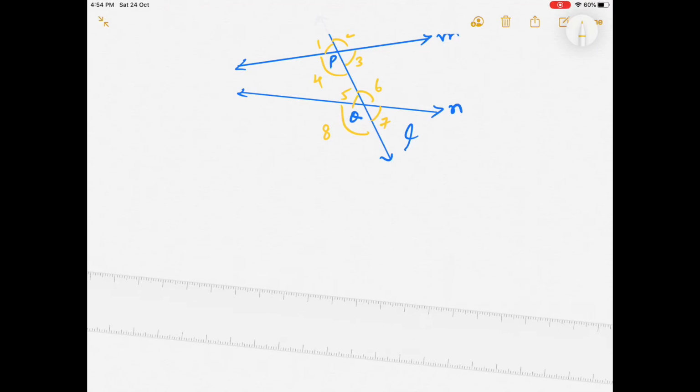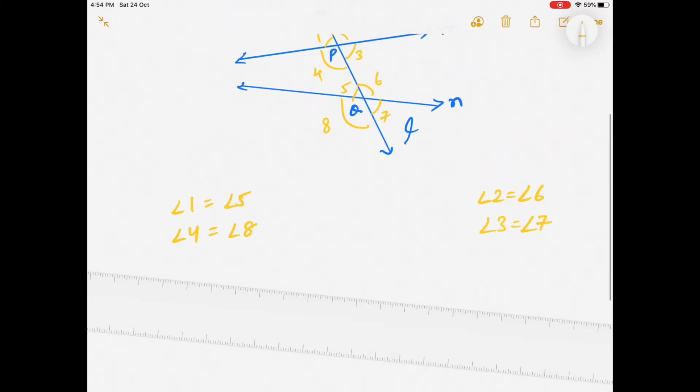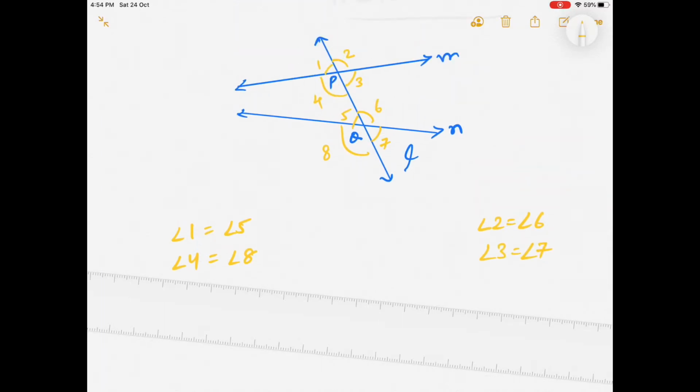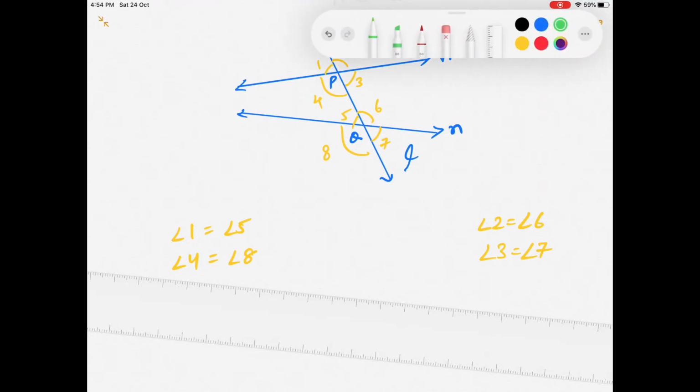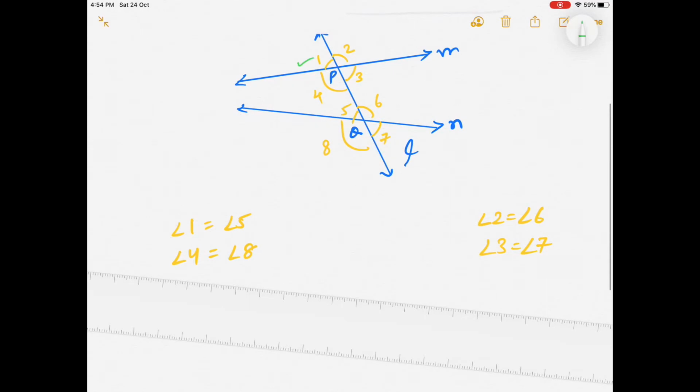What are these angles called? Corresponding angles. What are corresponding angles? Angle 1 is equal to angle 5, angle 4 is equal to angle 8, angle 2 is equal to angle 6 and angle 3 is equal to angle 7. Why is angle 1 equal to angle 5? Because these are corresponding angles. Angle 1 is equal to angle 5.